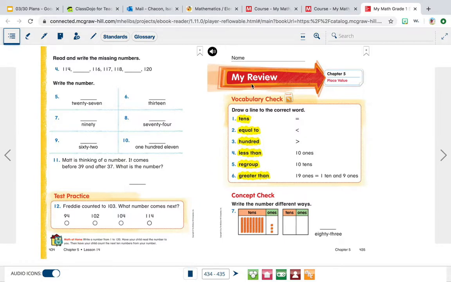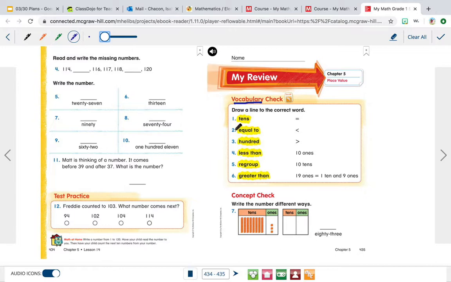This lesson is called My Review. So let's get started. A review means that we're looking over what we've learned before we do our quiz. So let's look it over. Vocabulary check. Vocabulary means the words that we've learned throughout this math unit.